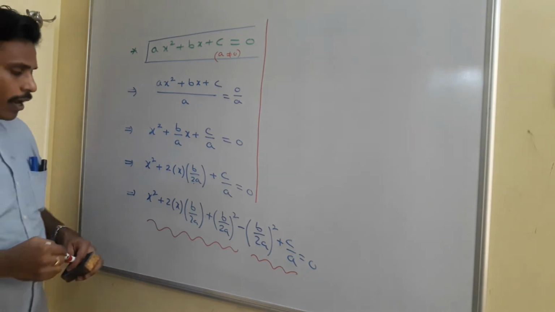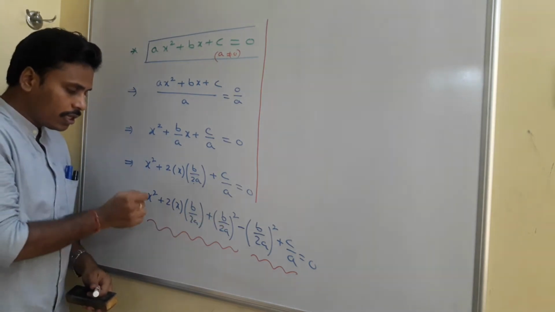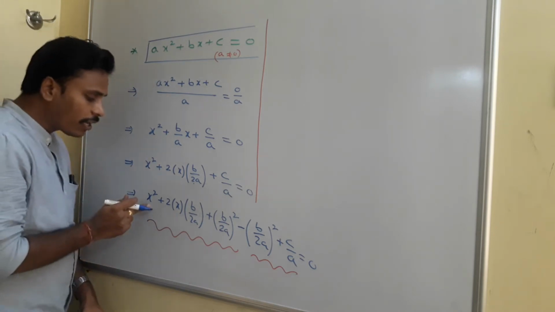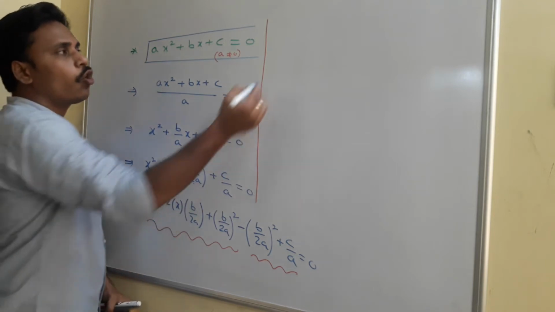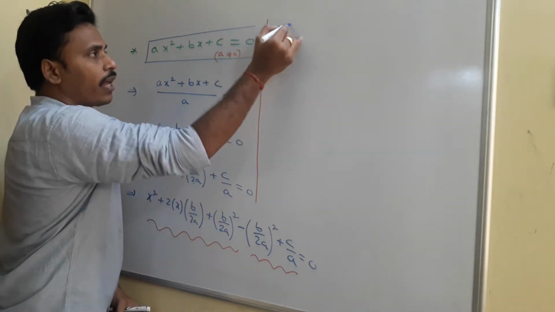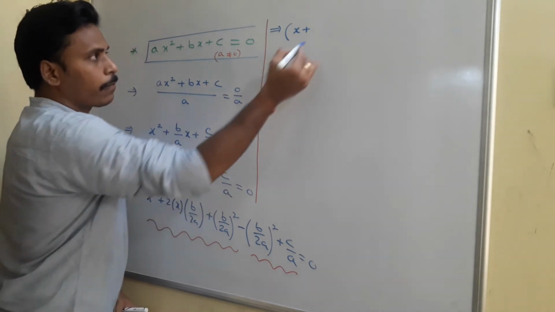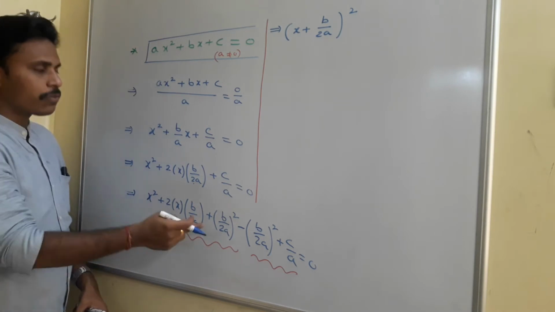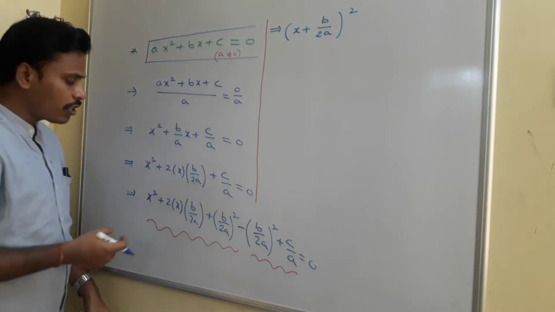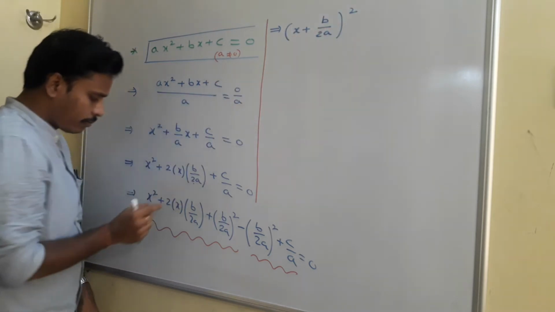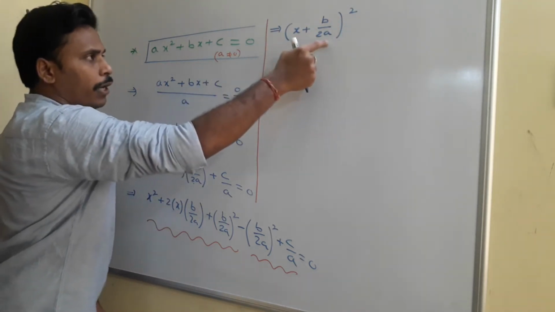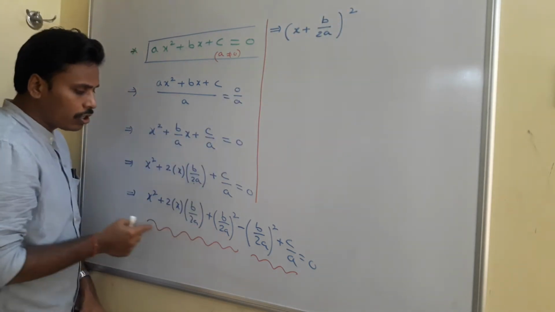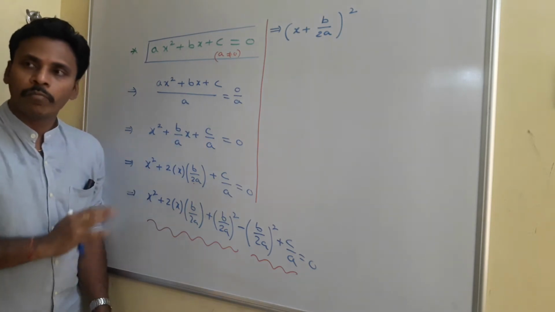Right. So now what I have to do is look at these three terms. These three terms are of the format p plus q whole square. Here that p is x and that q is b by 2a. So I can rewrite it like this: x plus b by 2a whole square. Is it right? The three terms become x plus b by 2a whole square. If you wish, try to check it. x square we have here, 2xb by 2a is the second term, and b by 2a whole square is the third term. So these three terms are nothing but a perfect square.